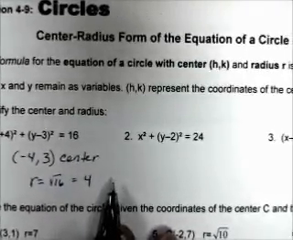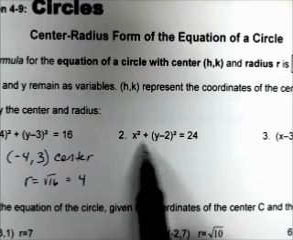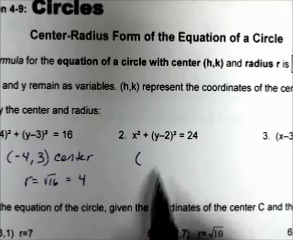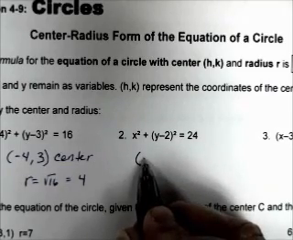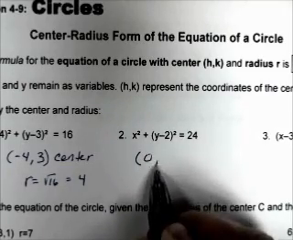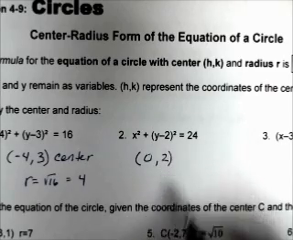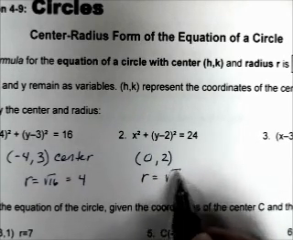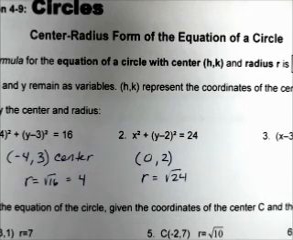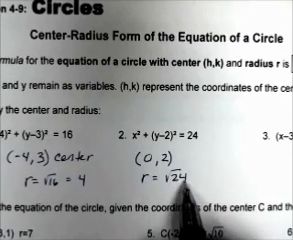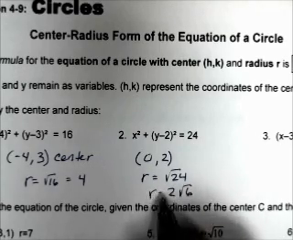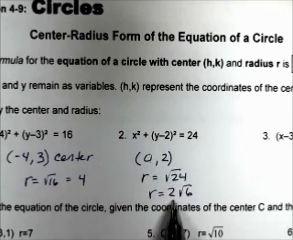Number 2, there's x plus nothing squared, and then (y - 2)^2. So the coordinates of our center are 0, and the opposite of negative 2, positive 2. And our radius is the square root of 24, which we can simplify. We're thinking 4 times 6, and the square root of 4 is 2. So 2 square root of 6. So here's our center and our radius.